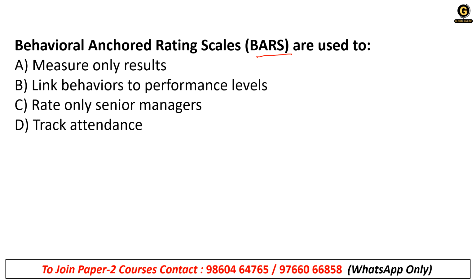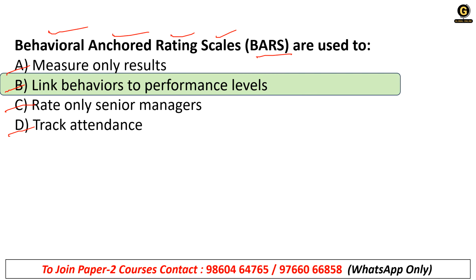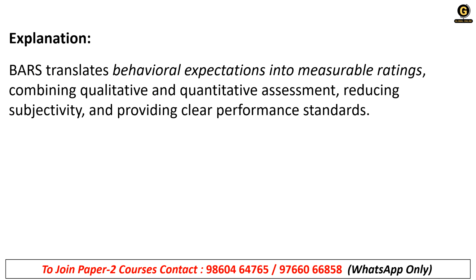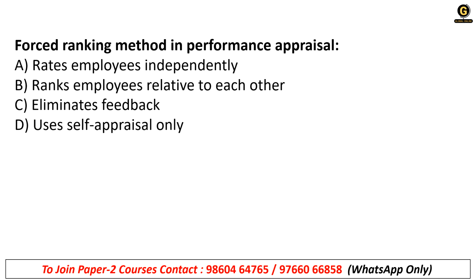BARS means behavioral anchored rating scale. Okay, it is used to: A, measure only results; B, link behaviors to performance levels; C, rate only senior managers; or D, track attendance. It is option B, link behaviors to performance levels. BARS translates behavioral expectations into measurable ratings, combining qualitative and quantitative assessment, reducing subjectivity, and providing clear performance standards.